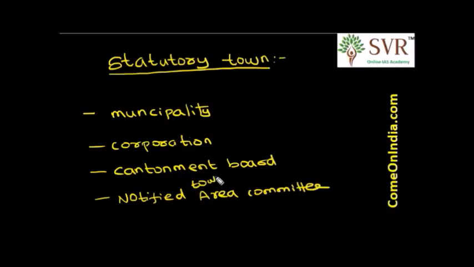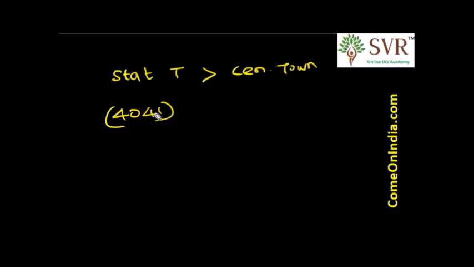As per census 2011, number of statutory towns is higher than number of census towns. Number of statutory towns is 4041. Number of census towns is 3784.